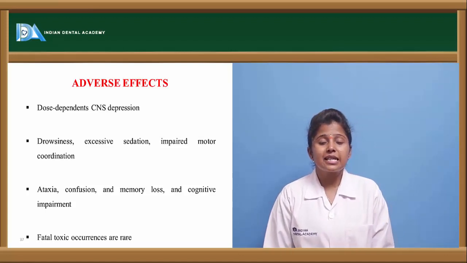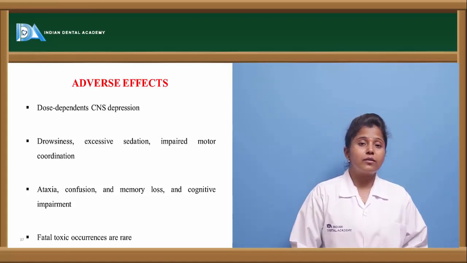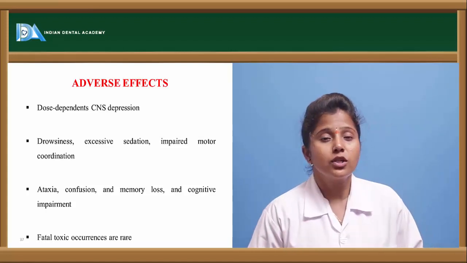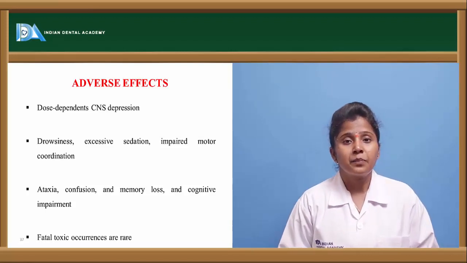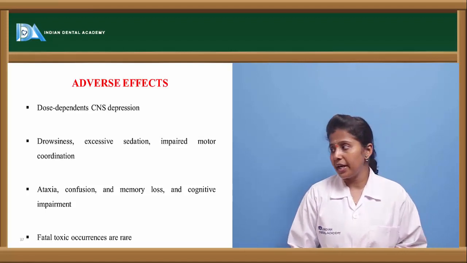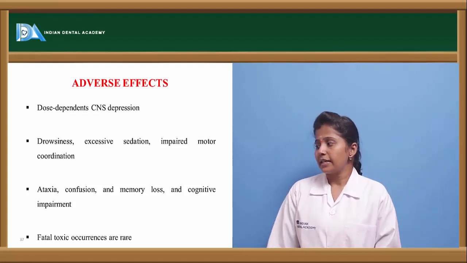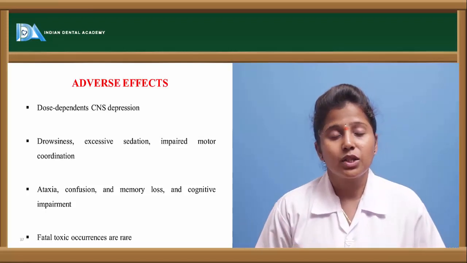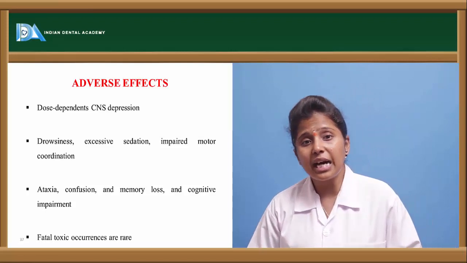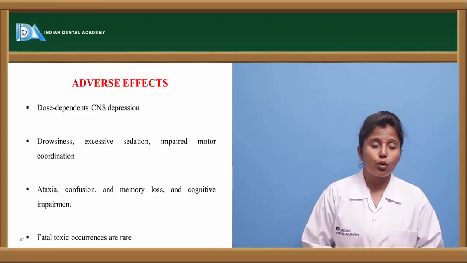Ataxia is a condition where body movements are improper. The person's body movements are not controlled by the brain, so that will be impaired, and there will be confusion and memory loss. Fatal toxic occurrences are very rare. So death is very rare. Only if they are used in very high doses and for a longer period of time will the person go into coma and death.